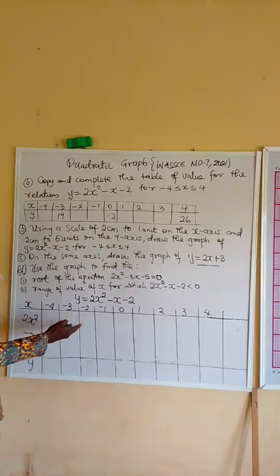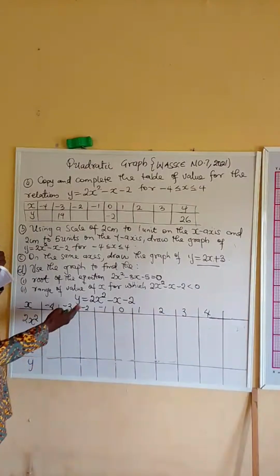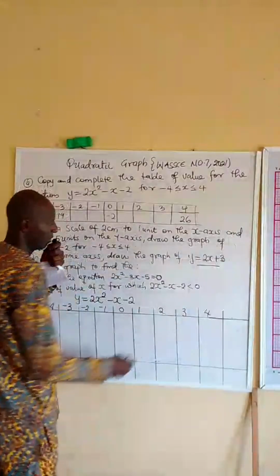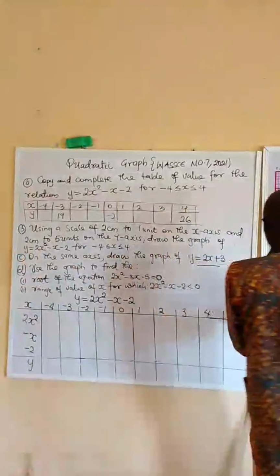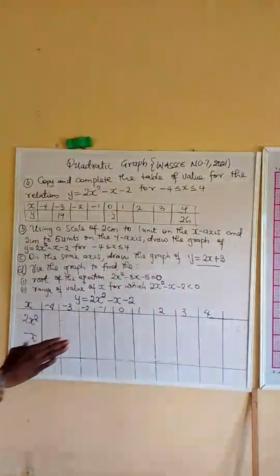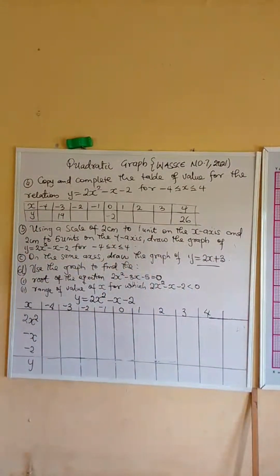Now, look at the solution. My board, please, I want to encourage you that as I'm teaching, write it down. Because this is my board, and my graph is here, so you cannot see the graph now. I will switch my camera to the graph. When you copy what is here down, you follow me as I am plotting my graph.